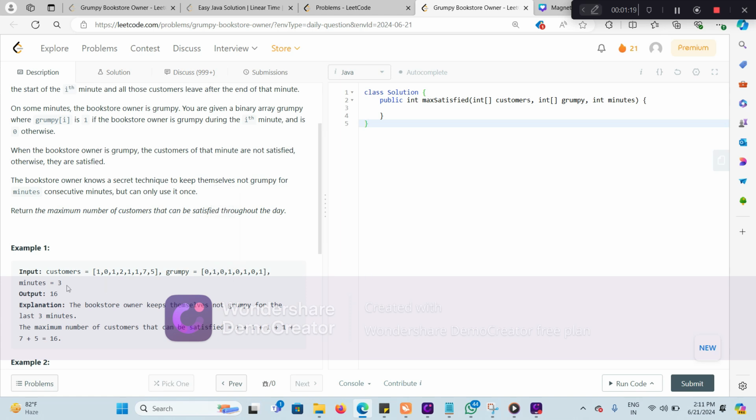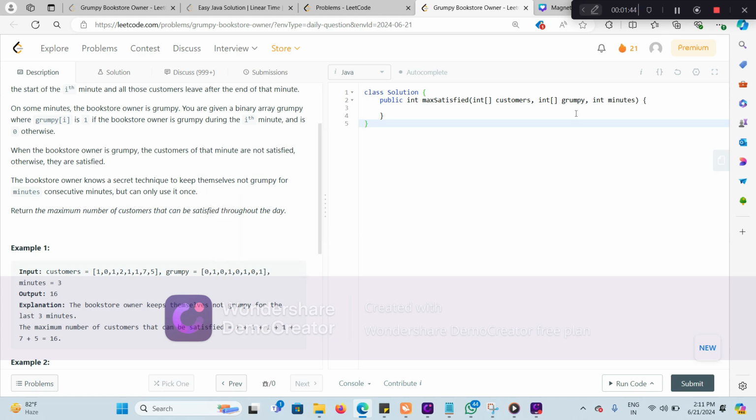There is one more variable called minutes. Whatever value is given in minutes, for that many consecutive minutes he can become a cool person. For example, this is 3, right? So anywhere we can pick 3 consecutive values where we can consider the person is cool, doesn't matter what the status of that person is. Okay, so let me execute it first.